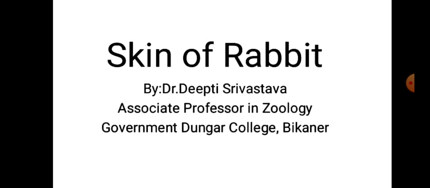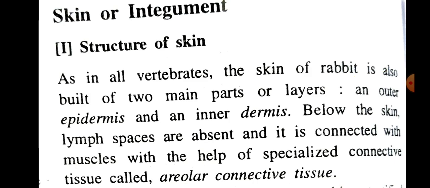Today we will discuss the skin of rabbit. Skin or integument. First of all, structure of skin. As in all vertebrates, the skin of rabbit is also built of two main parts or layers, an outer epidermis and an inner dermis. Below the skin, lymph spaces are absent and it is connected with muscles with the help of specialized connective tissue called areolar connective tissue.